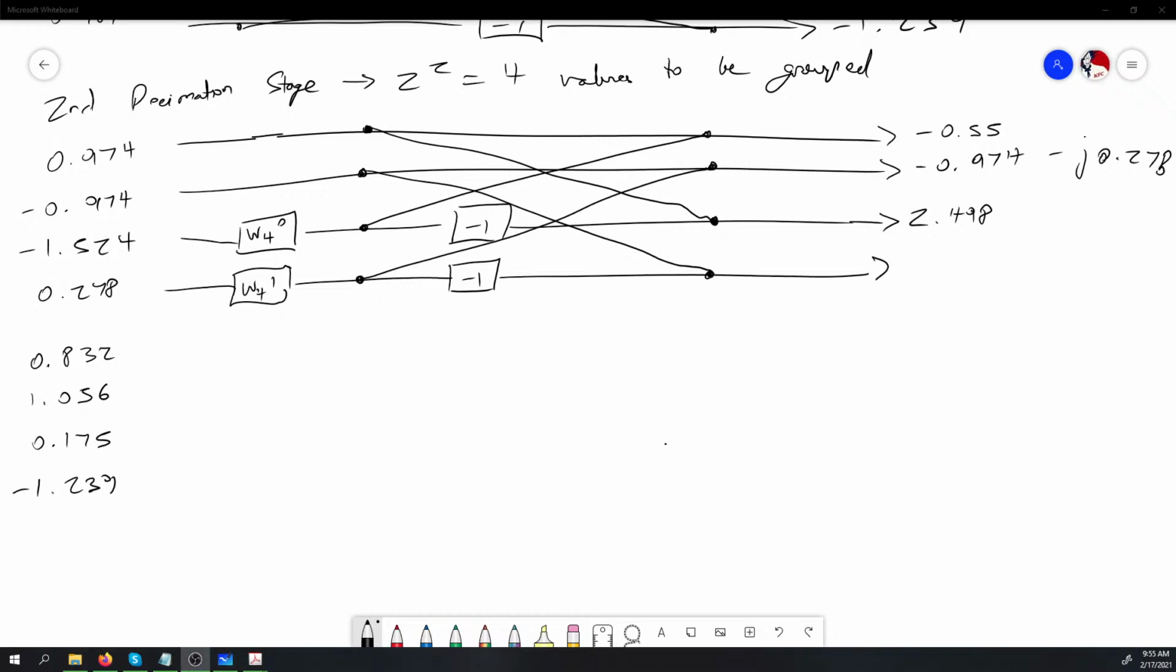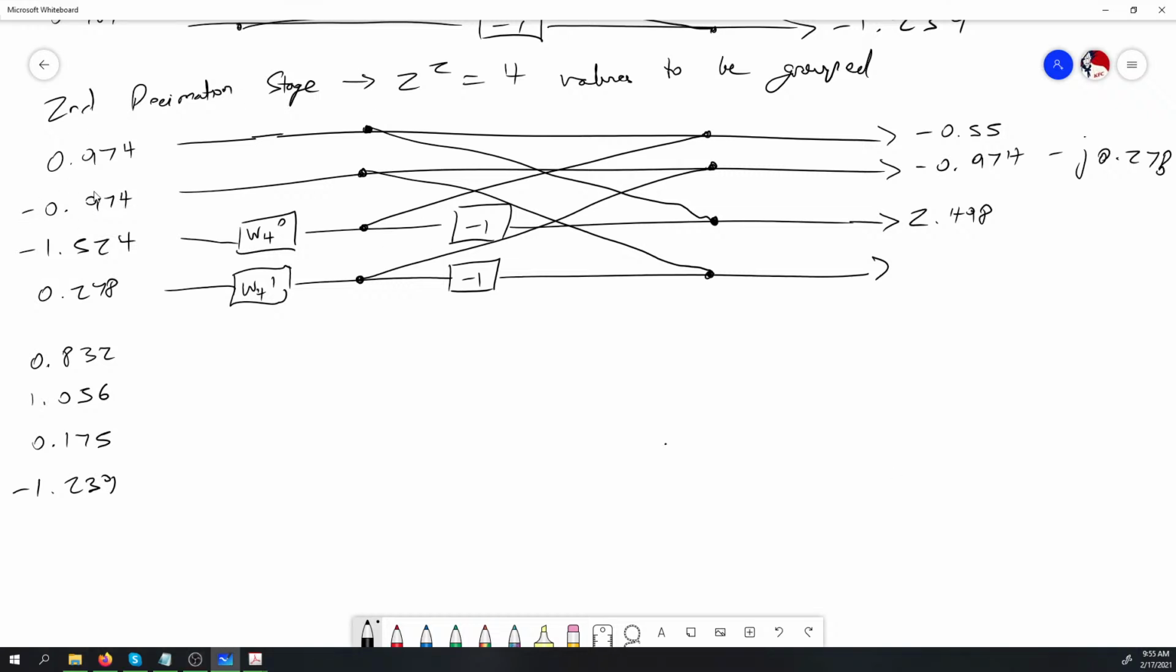Similarly, we have negative 0.974 here going across here. And we have 0.278 here multiplied by W4 of 1, which was minus g. And that's being multiplied here by negative 1. That means it's going to be positive g. So this here is going to be negative 0.974 plus g of 0.278. So this gives us the first 4 values here for the second decimation stage.